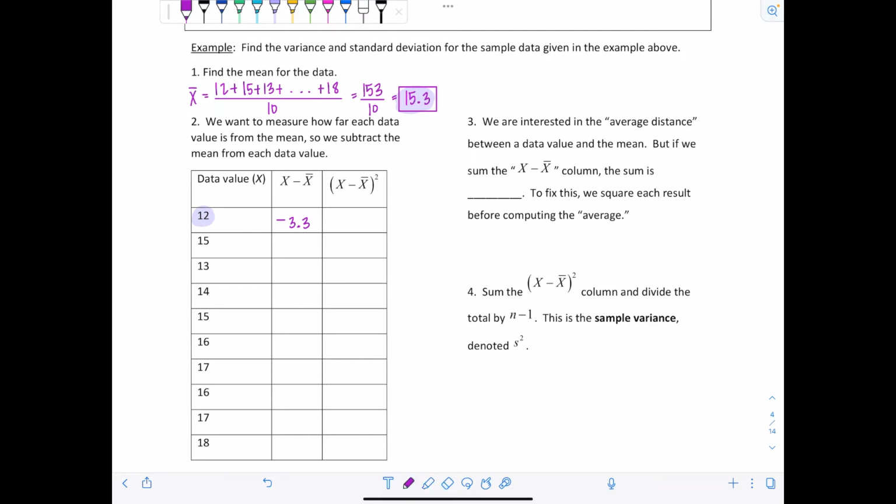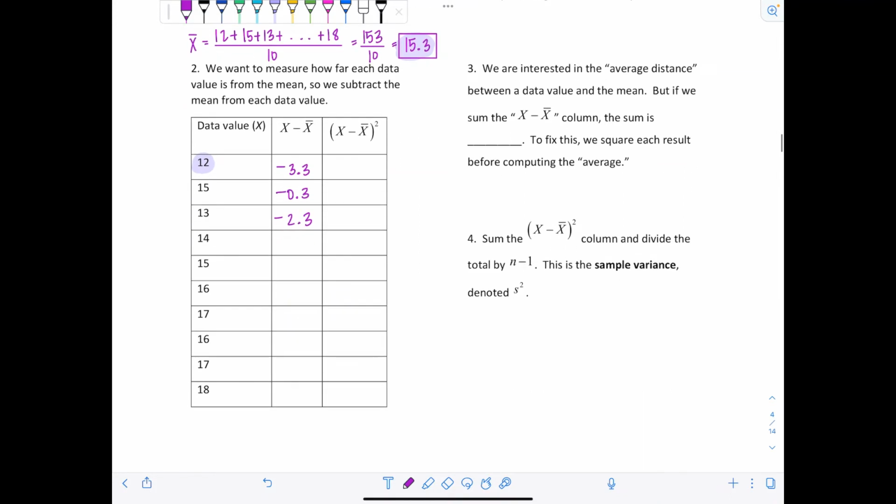And then keep going. 15 minus 15.3, negative 0.3. 13 minus 15.3, negative 2.3. 14 minus 15.3, negative 1.3. 15 again, we did that one. 16, positive 0.7. Now it's positive because 16 is larger, right? Or to the right of the mean. 17, 1.7. 16 again, 0.7. 17 again, 1.7. And 18, 2.7.